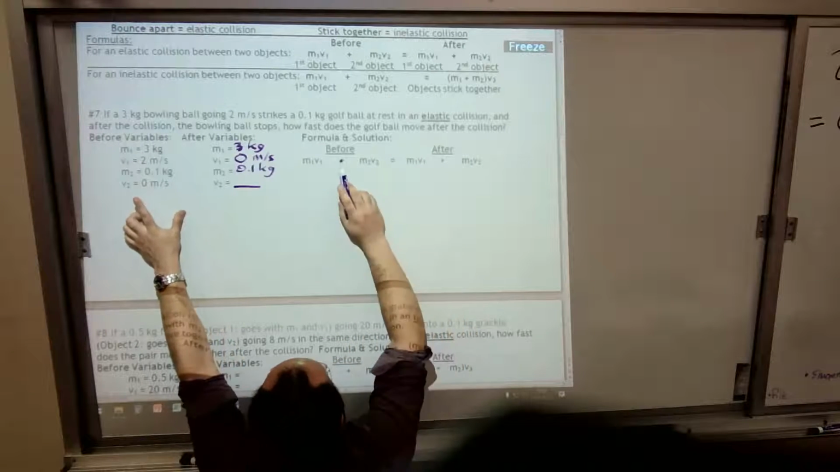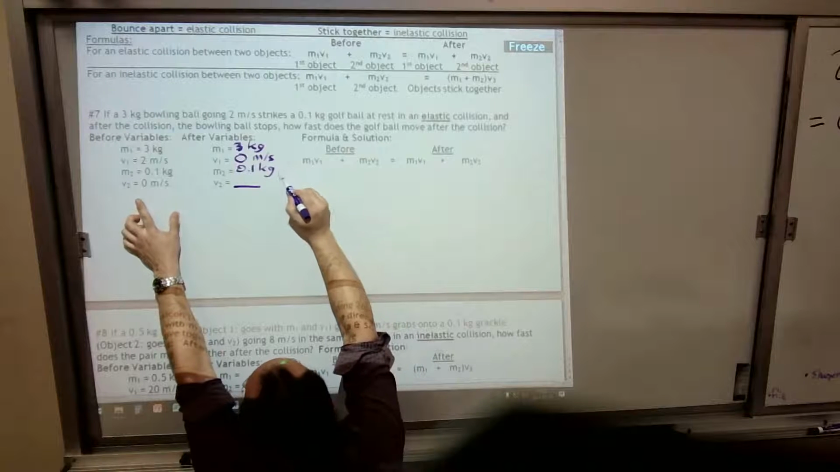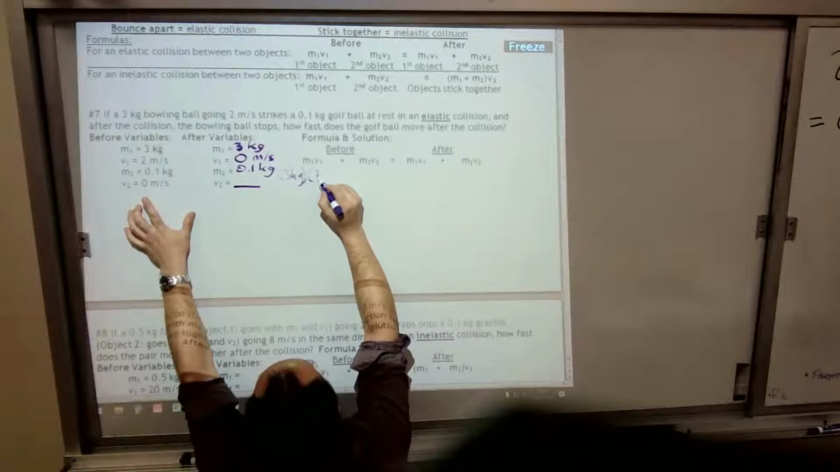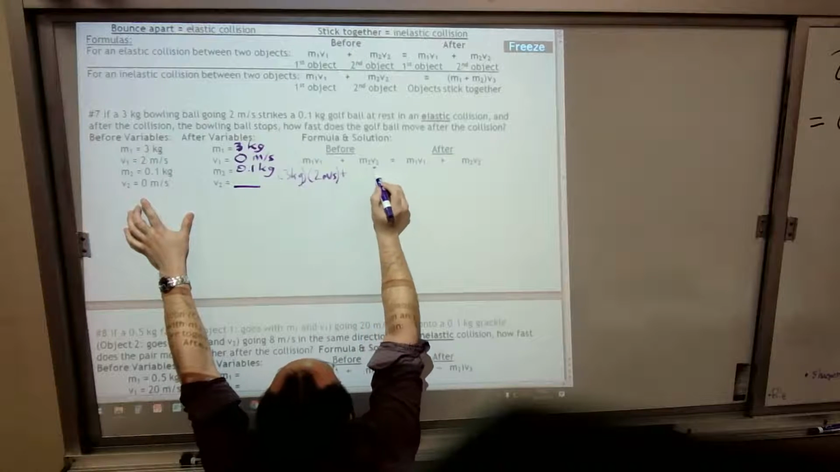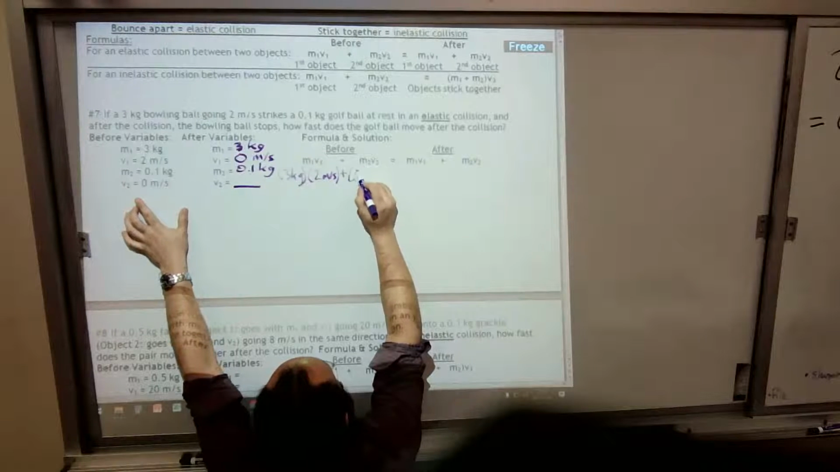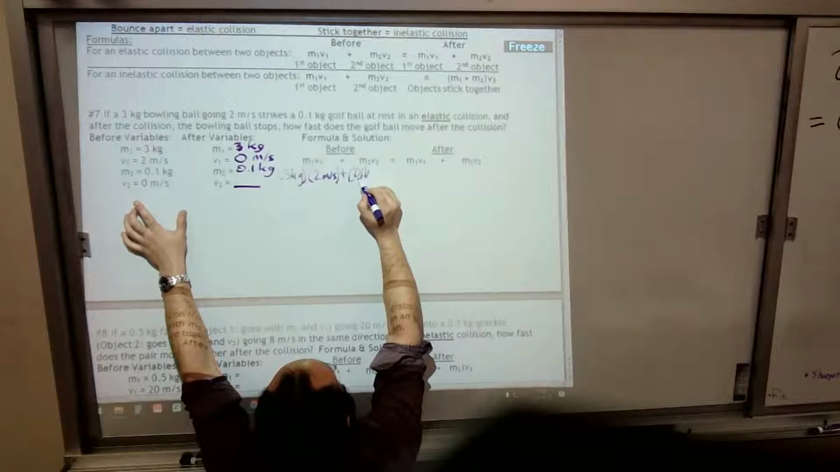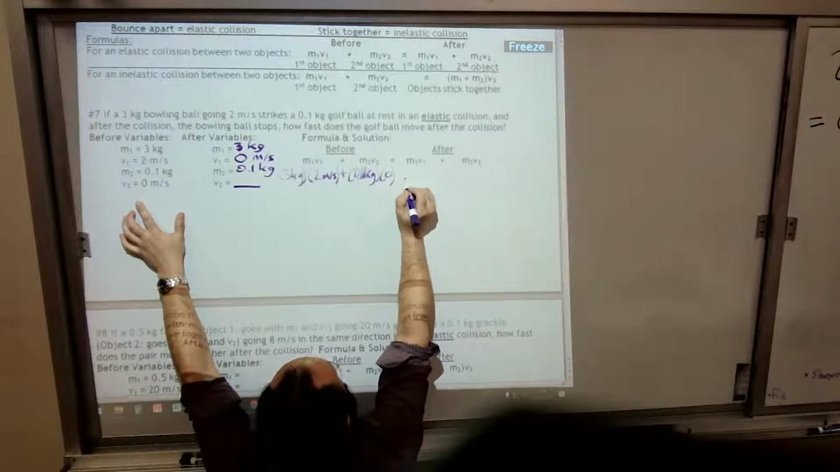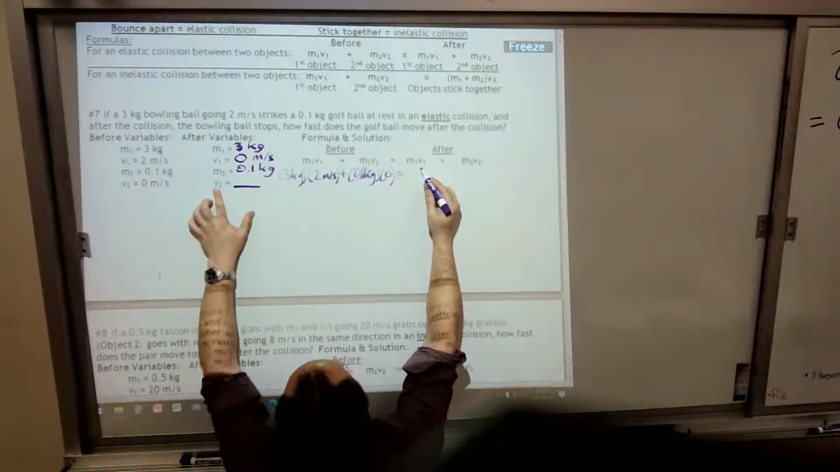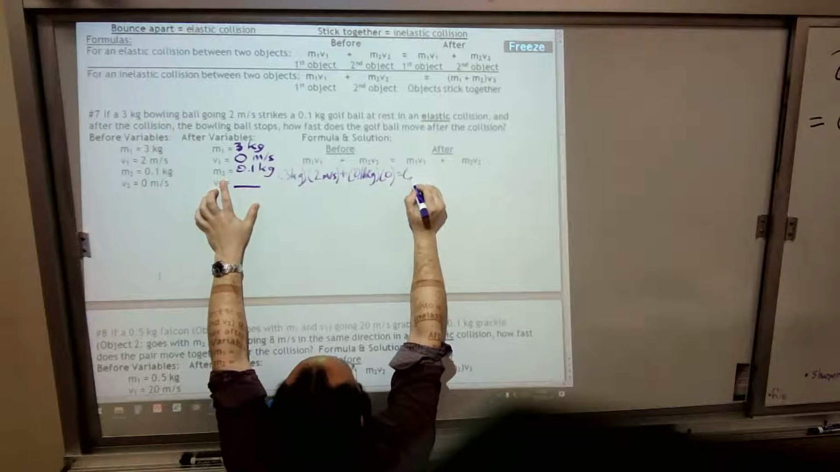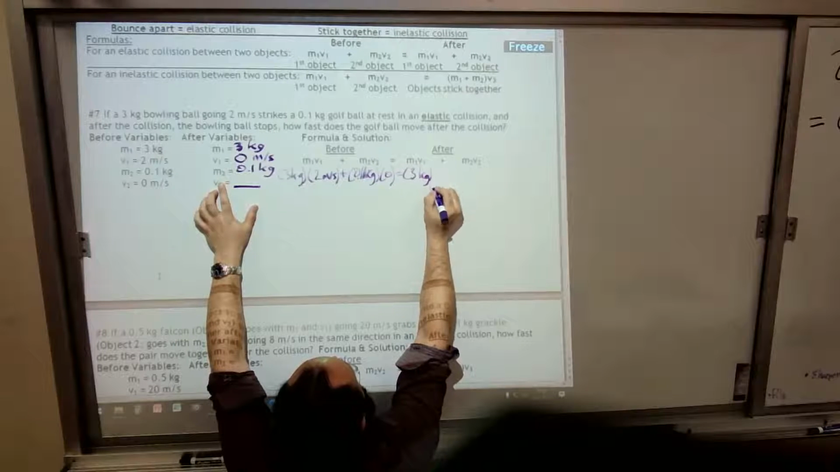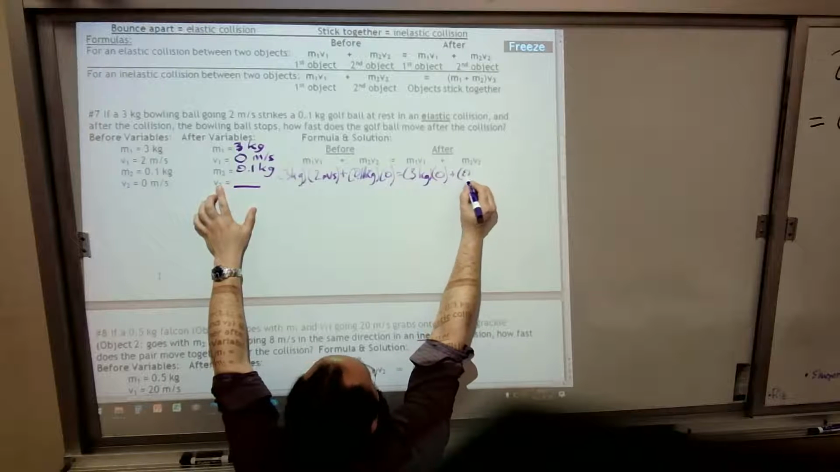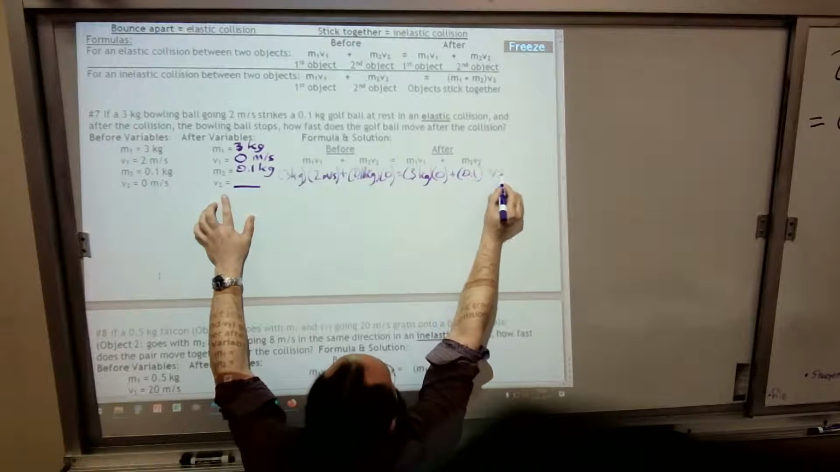Because I got before M1 right here. So before M1 is 3 kilograms. Before V1 is 2 meters per second. Before M2 is 0.1 kilograms. Before V2 is 0 meters per second. And now we're on the after side. So after M1 is 3 kilograms. After V1 is 0. After M2 is 0.1. And V2 is what we're looking for.